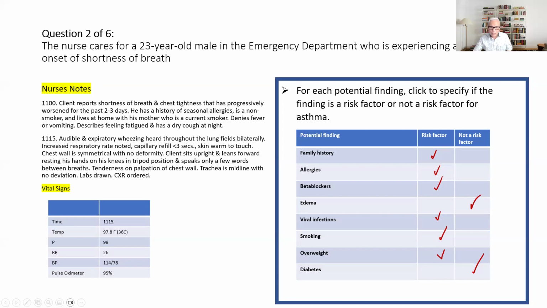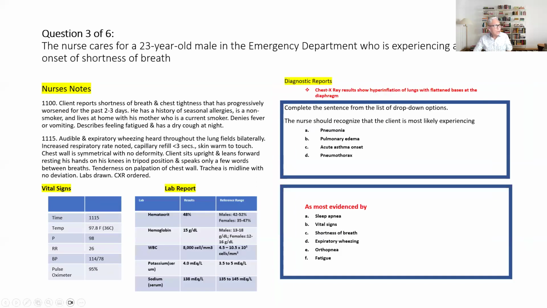Okay. And now let's go to question number 3. So complete the sentence from the drop-down menu. And so let's see. The nurse should recognize that the client is most likely experiencing blank as evidenced by blank.